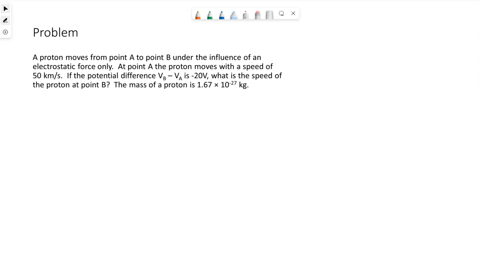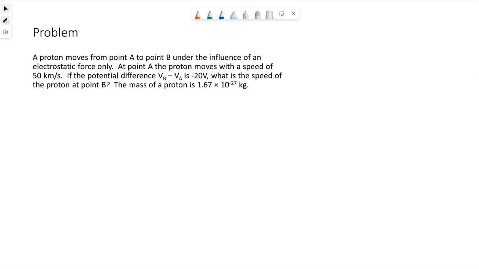We have an example problem here. A proton moves from point A to point B under the influence of an electrostatic force only. At point A, the proton moves with a speed of 50 kilometers per second. If the potential difference, VB minus VA, is negative 20 volts, what is the speed of the proton at point B? The mass of a proton is 1.67 times 10 to the negative 27 kilograms.